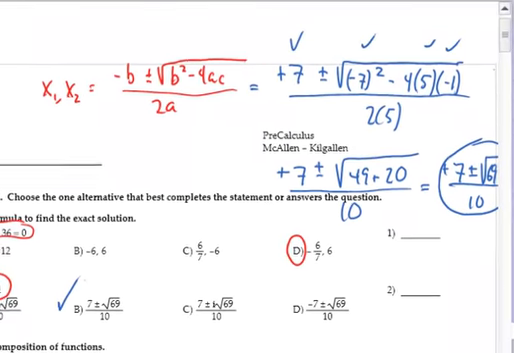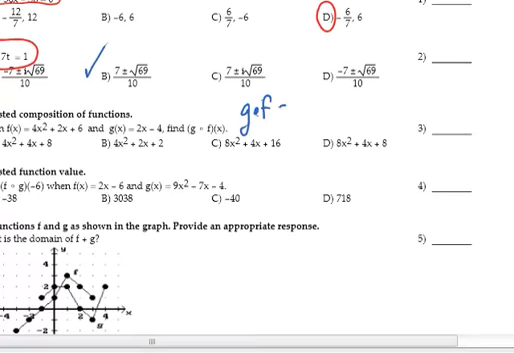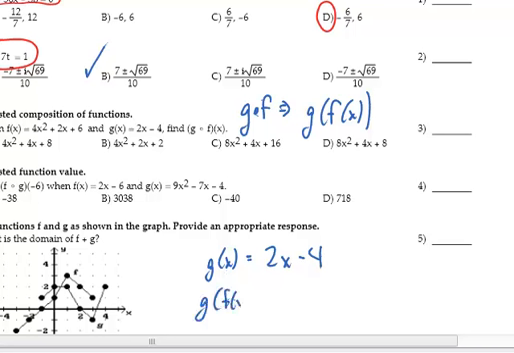Now we move along to problem 3. Notice it's a function within a function. This is called a composition. G circle F means that you're going to plug the F function into the G function. So wherever you see, well, I'm just going to write out what G of x would be. I'll use this space down here. G of x is equal to 2x minus 4. When I plug f of x inside, wherever I see an x, I'm going to put the quadratic function here in for x.